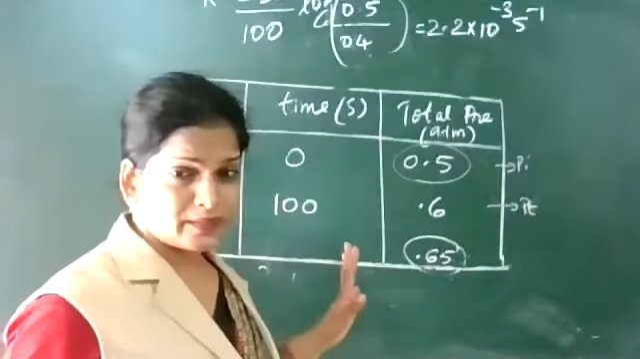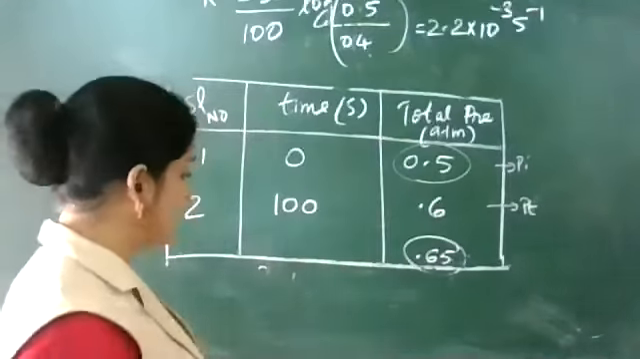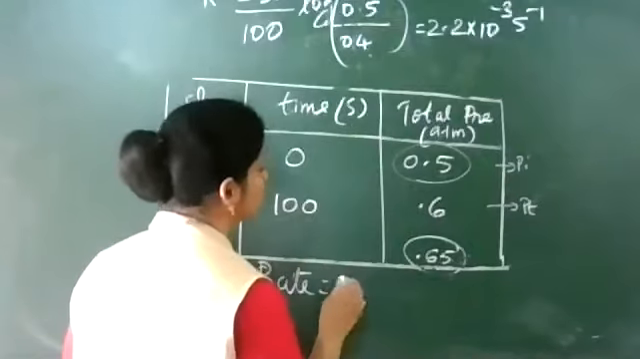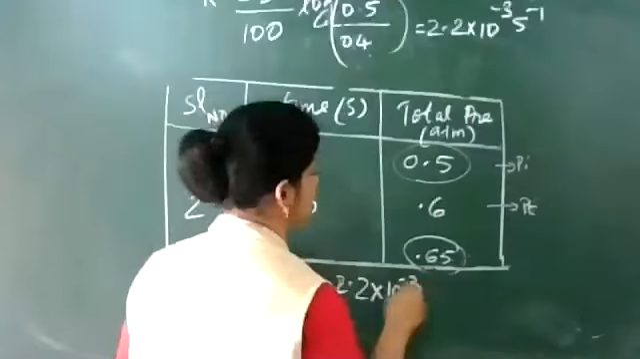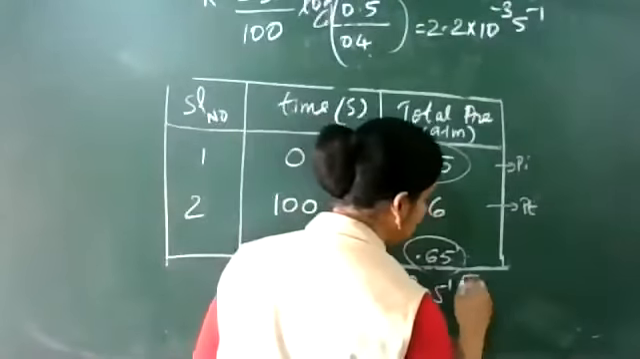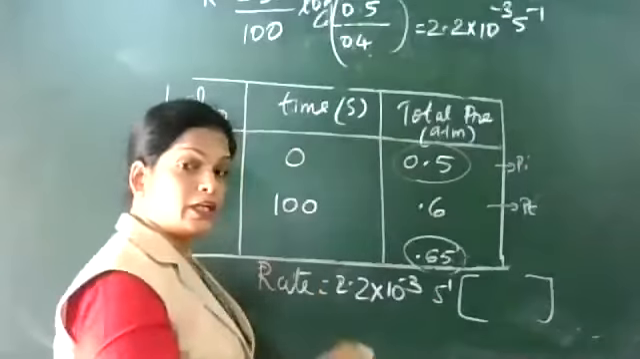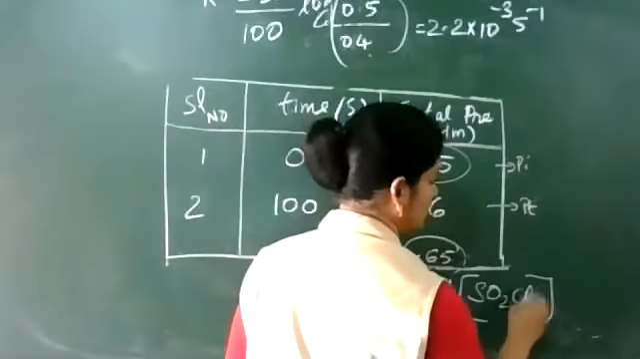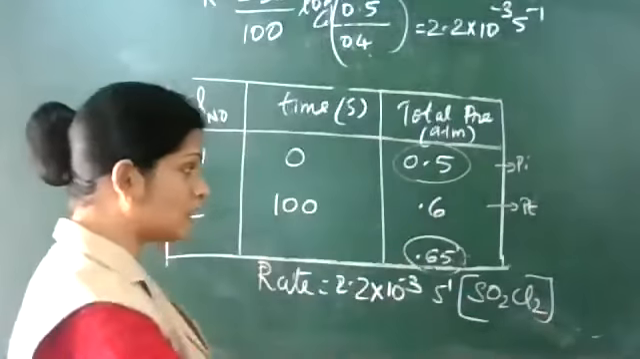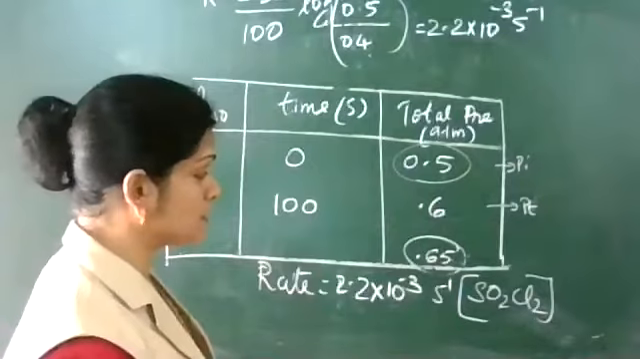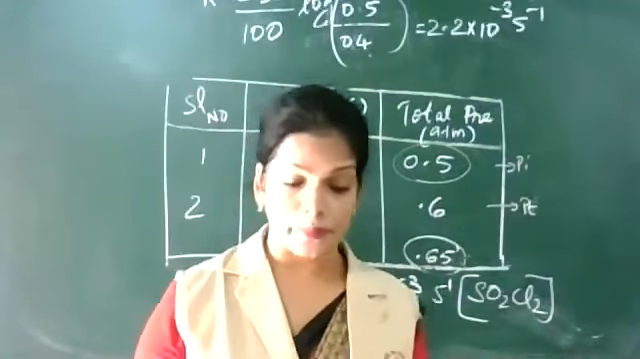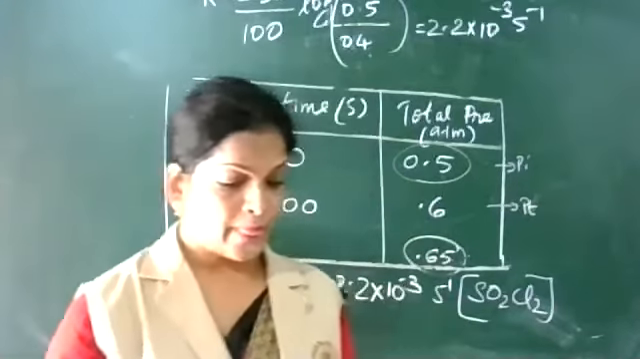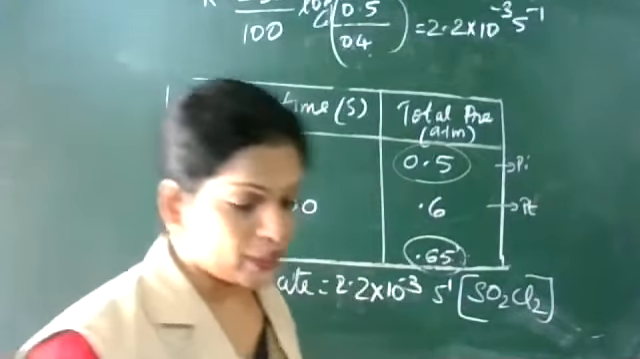K is obtained. Now what do you have to find out? Rate is equal to K into the SO2Cl2 concentration, that is 2.2 into 10 to the power minus 3 second inverse into the SO2Cl2 concentration when the total pressure is 0.65. All right. So for that, you write that equation ahead.